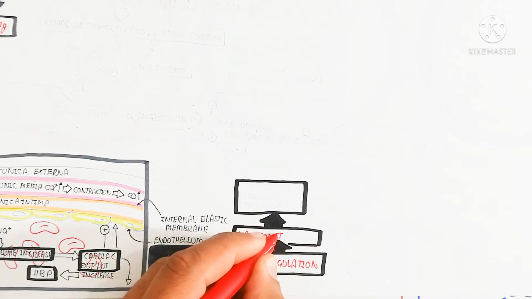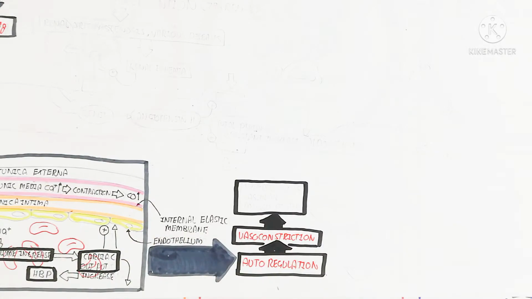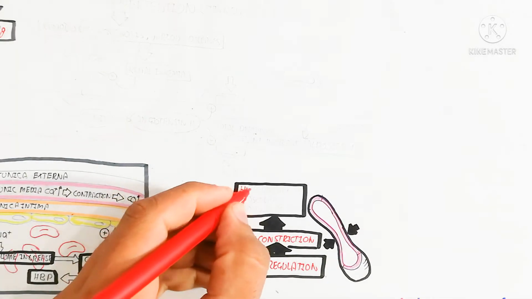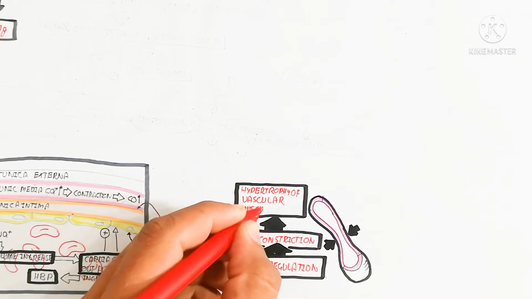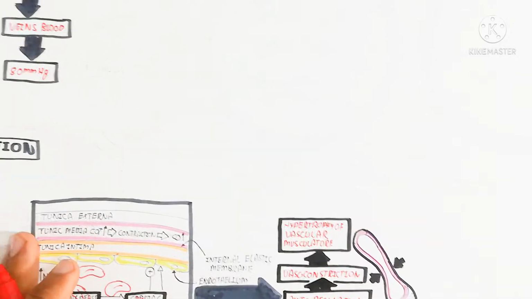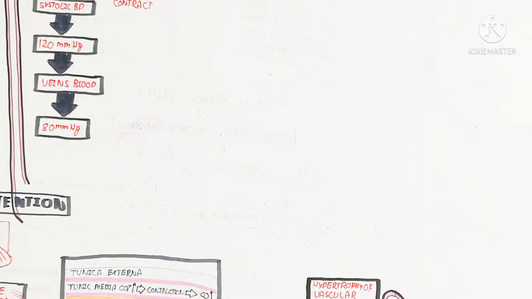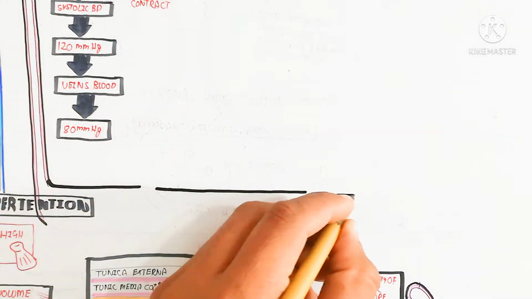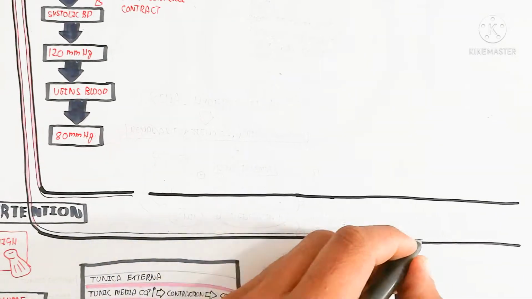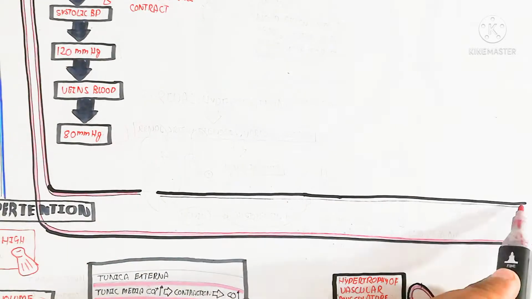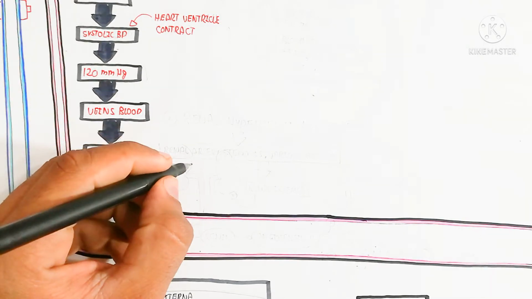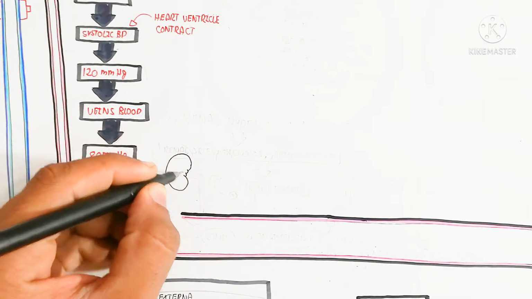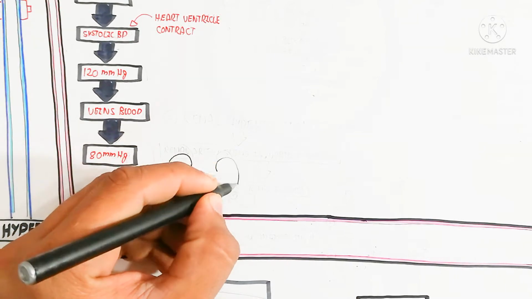So here auto-regulation will occur, and in this way auto-regulation will cause vasoconstriction and an increase of vessel resistance, and in this way hypertrophy of the vascular musculature will occur. Hypertrophy means the hardening of the blood vessel due to the overgrowth of the endothelial cells as well as the tunica media. So now let's begin to understand renal hypertension.